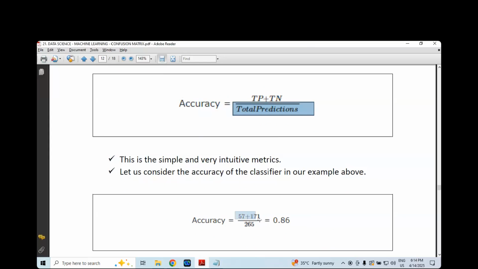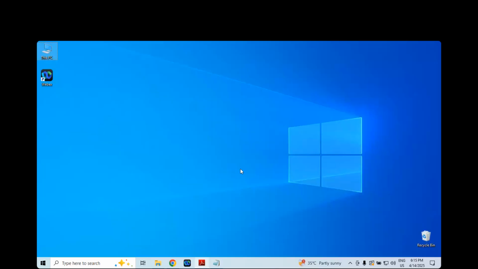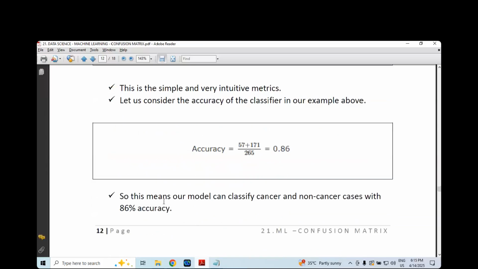Accuracy equals 57 plus 171 divided by 265. What is accuracy? 86%. Indirectly it is telling us that if you give data to the model, 86% guarantee it will make the right prediction. If it is yes, it will predict yes; if it is no, it will predict no. 86% accuracy levels. Are you clear? So this means our model can classify cancer and non-cancer with 86% accuracy.